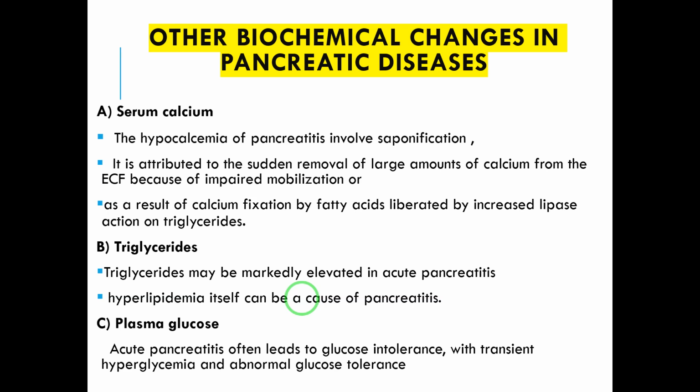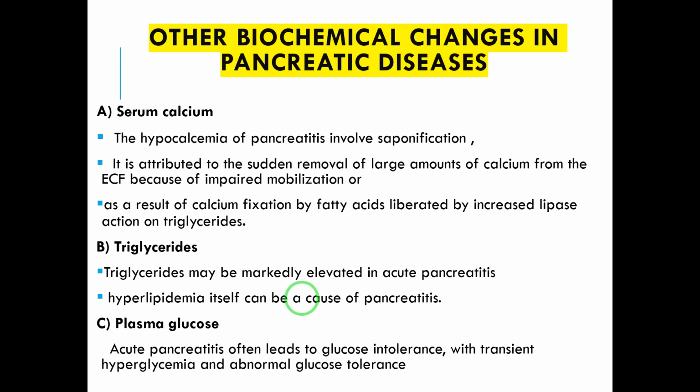The triglyceride may also be elevated in acute pancreatitis, and hyperlipidemia itself may be one of the causes of acute pancreatitis. Usually plasma glucose is affected in case of damage to the pancreas, because the pancreas has an endocrine part that is responsible for the production of insulin. So damage to the pancreas may affect the level of glucose and lead to glucose intolerance, which may be transient because of edema of the pancreas and disturbance in the function of the endocrine part and the beta cells that secrete the insulin.